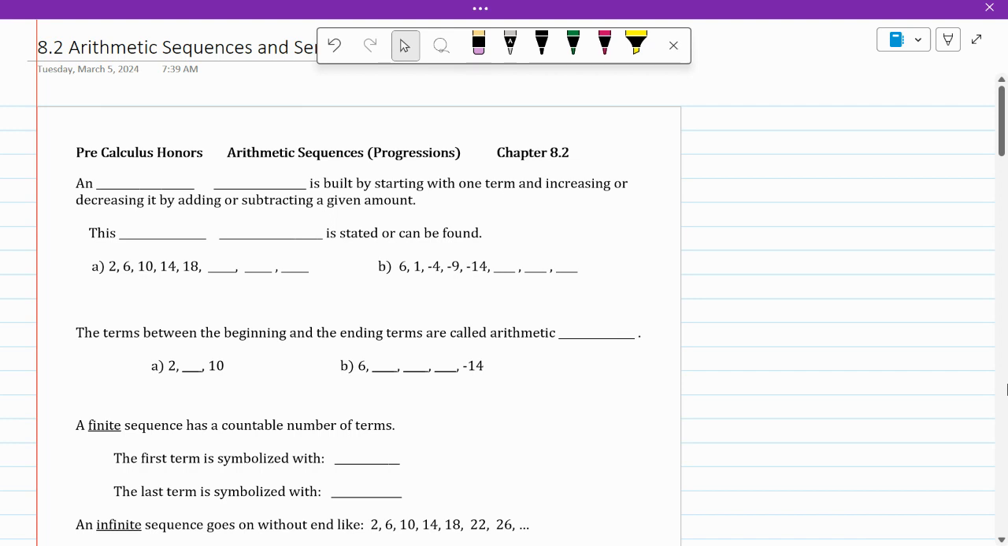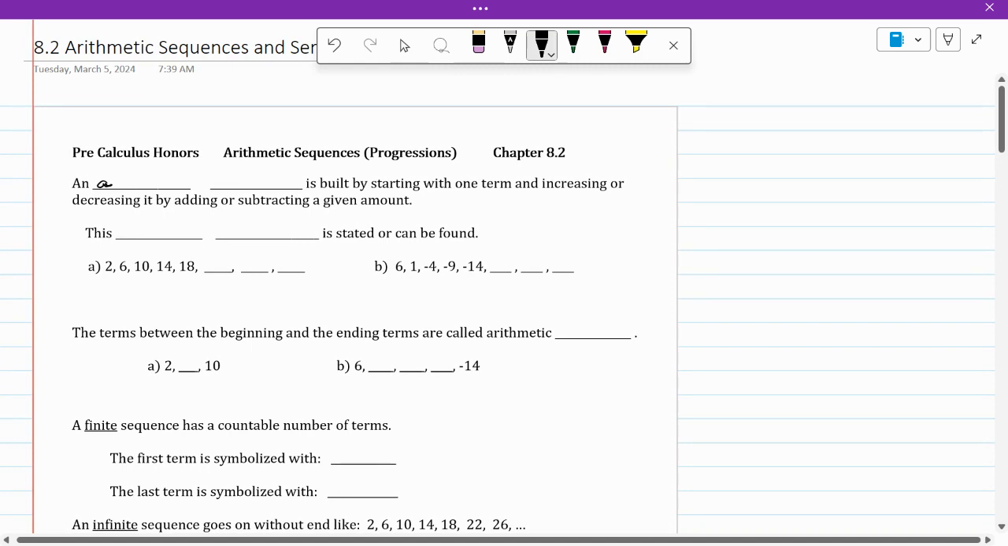So we're going to look at what's called an arithmetic sequence today. Yesterday we looked at the basics of sequences and series, and today we're going to dive into specifically what an arithmetic sequence is. An arithmetic sequence, let's fill in the blanks.